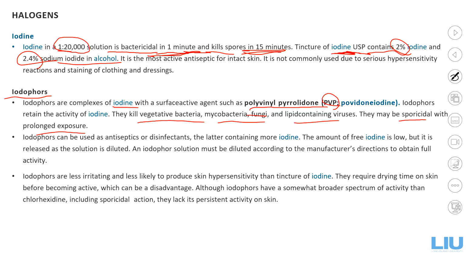They are less irritating to the skin. So far we had alcohol as the one that's causing the most irritation. Chlorhexidine and halogens cause less irritation to the skin. Any questions about halogens?